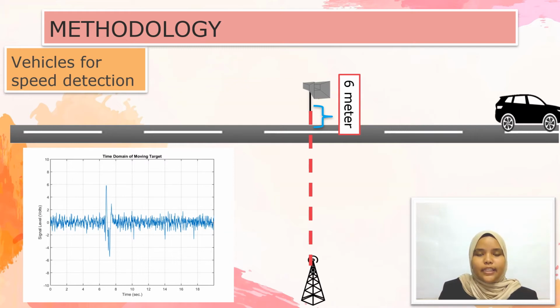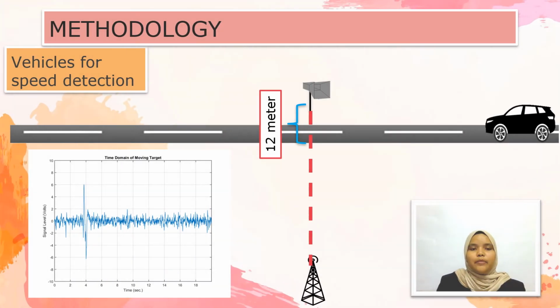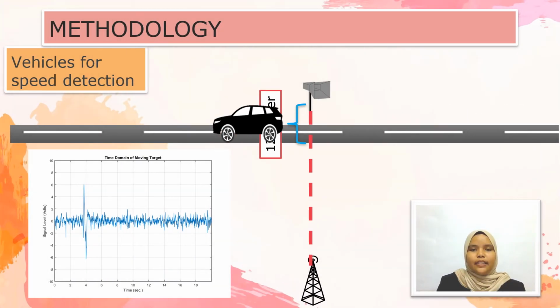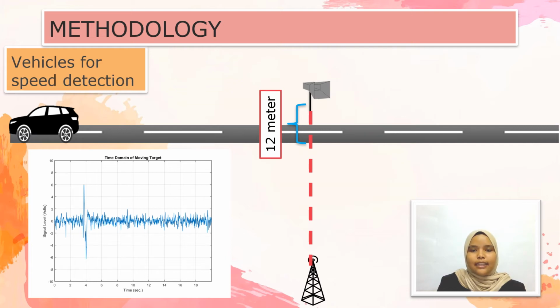For the near lane, the distance between the radar receiver and the target is 6 meters, and this is the time domain of the moving target for the near lane. Meanwhile, for the far lane, the distance between the radar receiver and the target is about 12 meters, and this is the time domain of the moving target on the far lane.